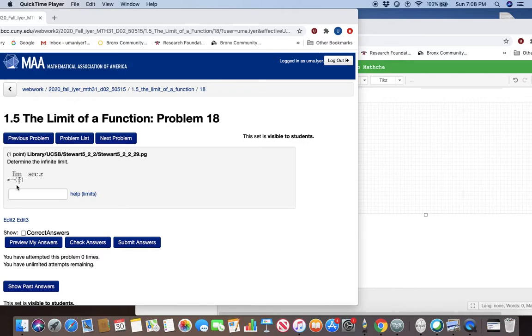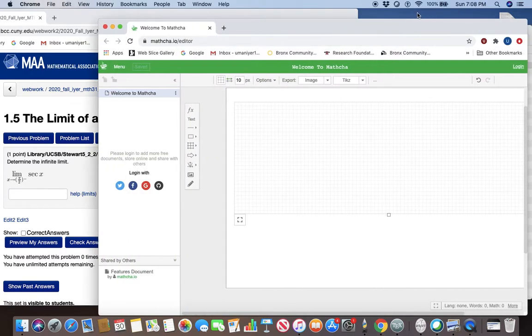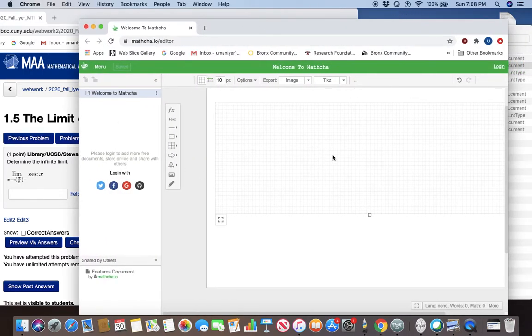Back. Limit as x approaches pi over 2 from the left of secant x. It's similar to the problem we just did. Secant x, what is secant x? Secant x is 1 over cosine x. So let's first figure out what cosine looks like.